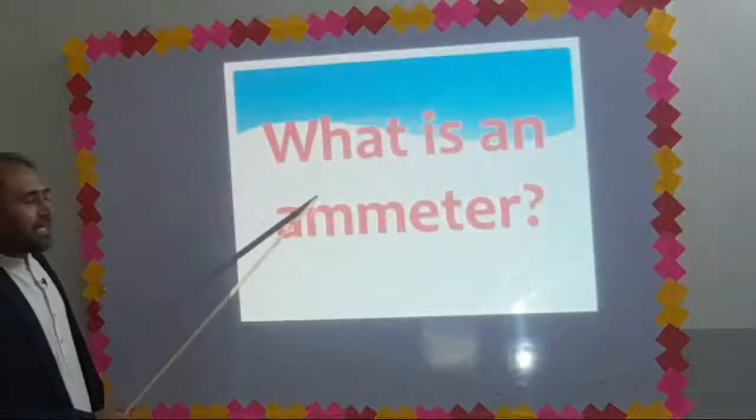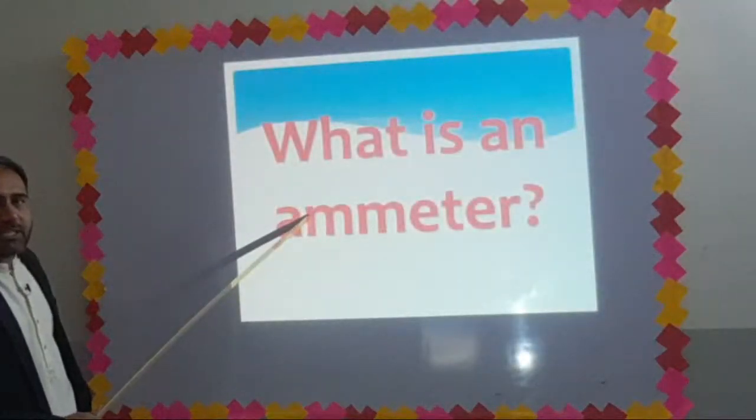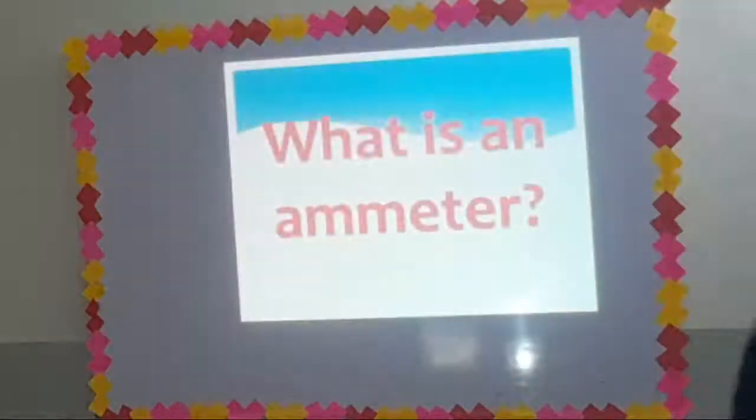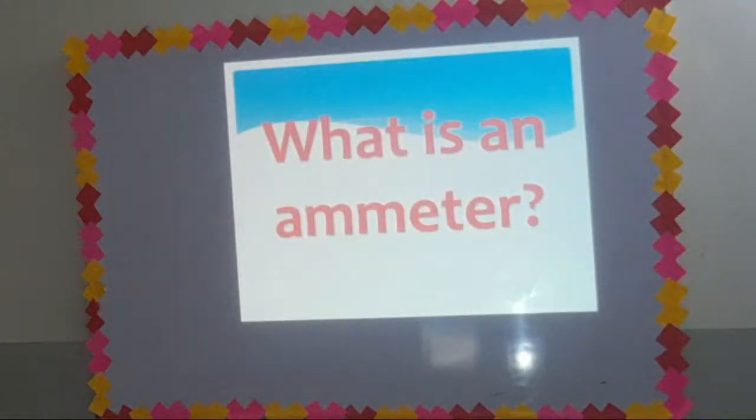Ammeter is basically a well-modified galvanometer. So why do we make some kind of modification in galvanometer to convert it into ammeter? What is ammeter? Waiting for your response.